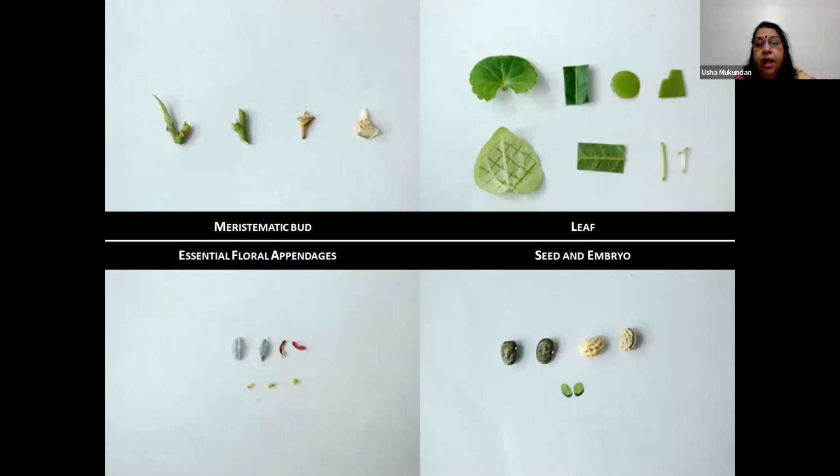Can be any part of the plant. So in definition, when I say totipotency, any part of the plant is suitable for in vitro culture. But at the same time, ideal material will depend upon the type of plant which you are trying to grow. So I've given you some examples, like which I already mentioned: meristematic buds, leaf, floral appendages, seed, and embryo.